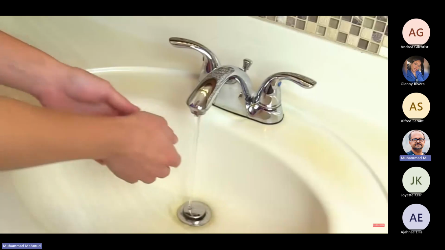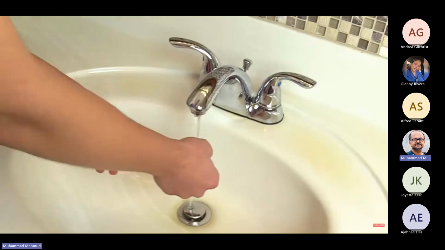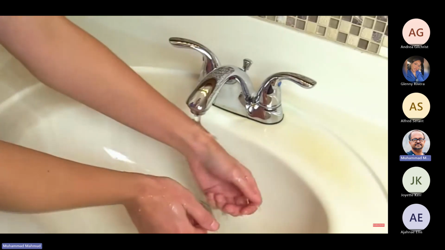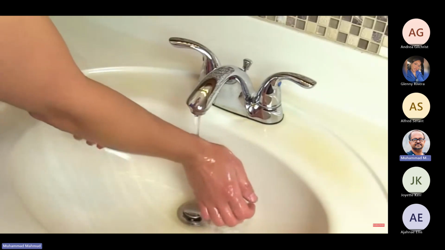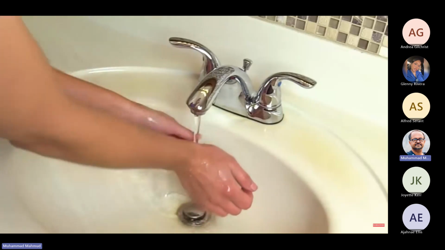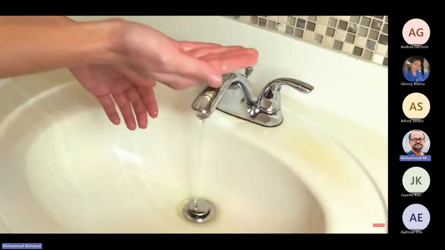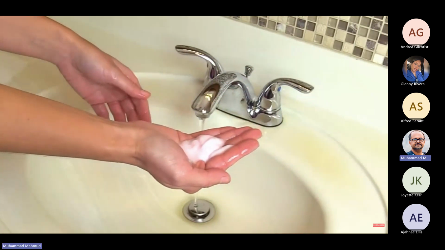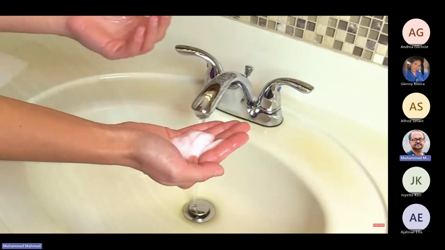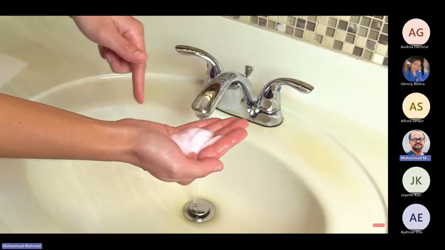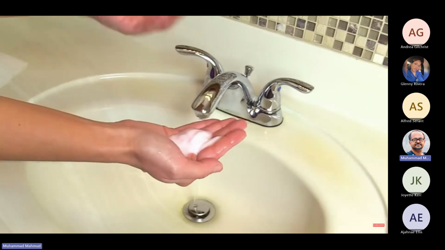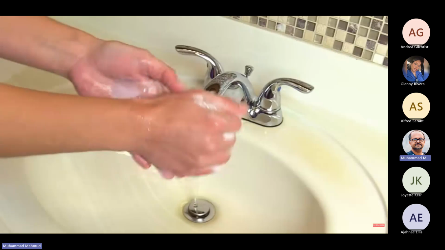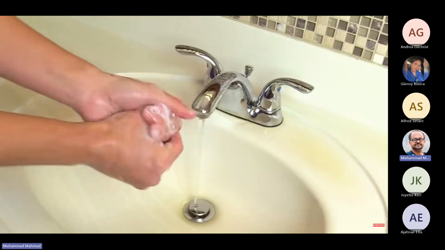So once your water is warm, you want to wet your wrists and your hands, and be sure you have your hands lower than your elbows because we don't want the germs that are already on our dirty hands to travel up our arms. After you've wet your hands, you want to put the soap on your hands, about 1 teaspoon of soap, which equals about 5 milliliters. A lot of soap dispensers are automated and give you the amount of soap you need. So we're going to take that soap and lather our hands and our wrists with the soap.